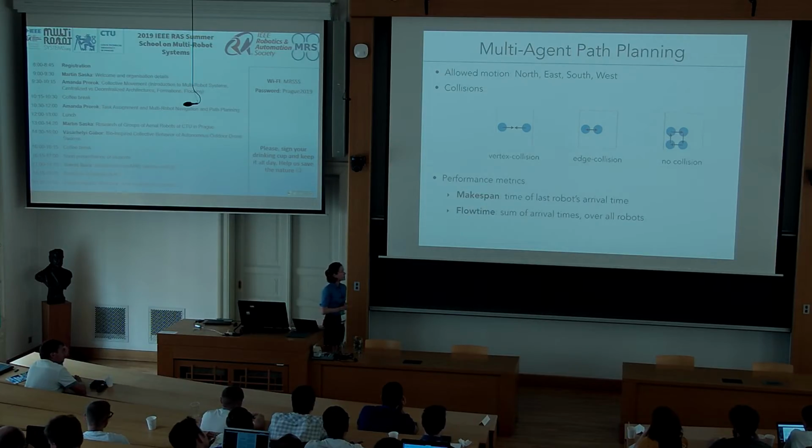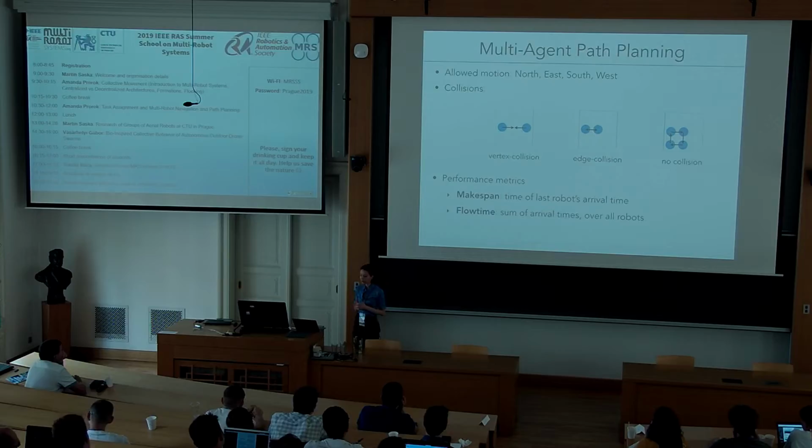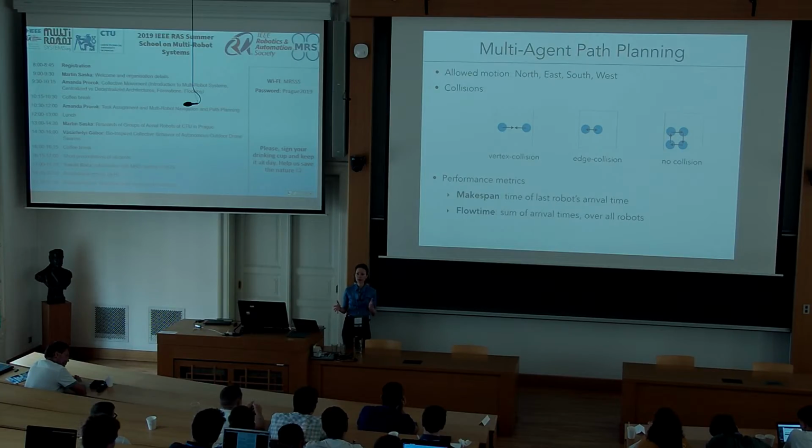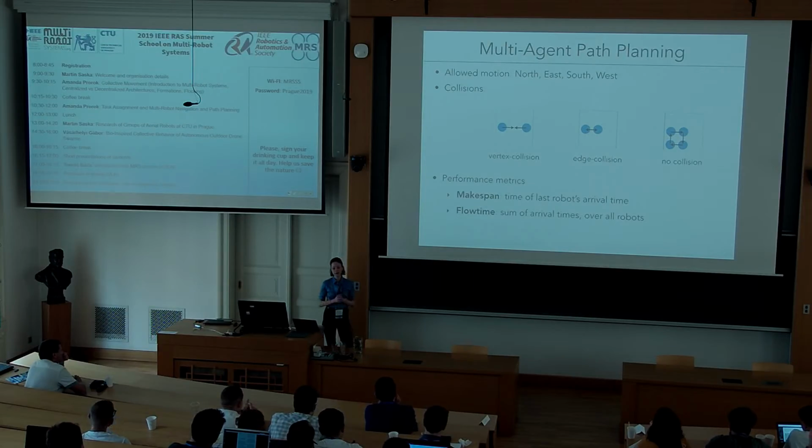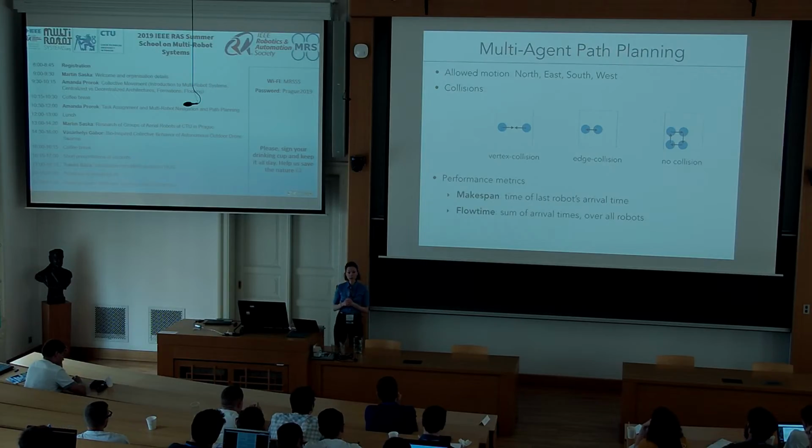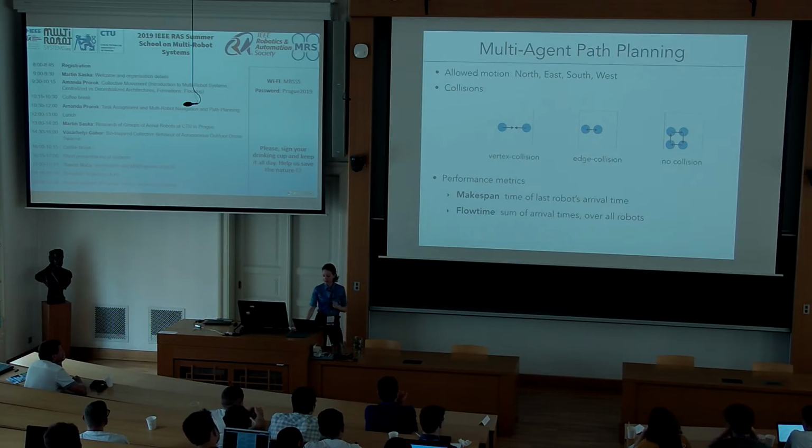Common optimization metrics are makespan and flow time. Makespan considers the time of the last robot's arrival at its predefined location. So if you have a system of 100 robots, the makespan will count, the timer will stop when your 100th robot reaches its goal. And the flow time is simply the sum of all the arrival times over all robots in your system. Or you can also take the average over that, it's equivalent. So those are the two main objectives that we're commonly interested in optimizing, and not necessarily at the same time. And I'll say a little bit more about that in a minute.